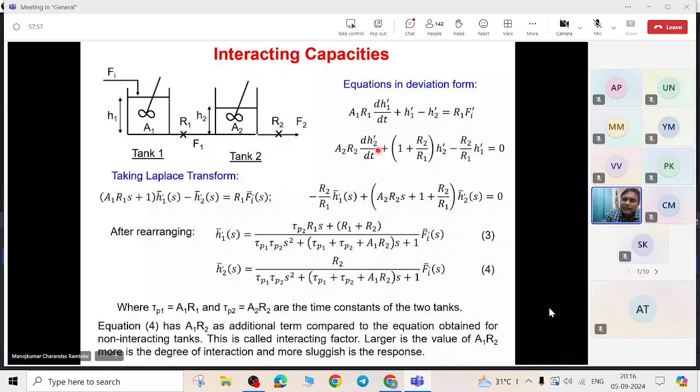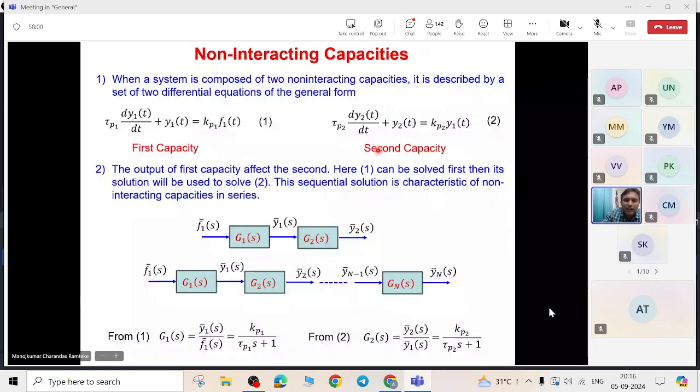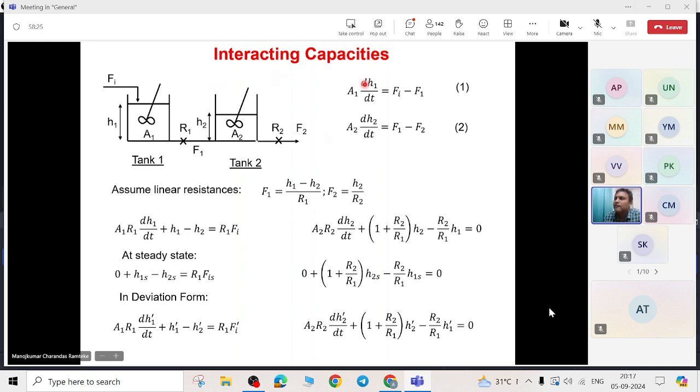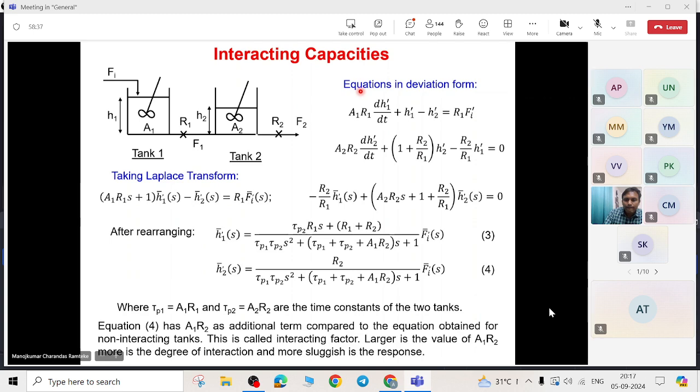Remember, in a non-interacting tank, which we have seen earlier, we can get critically damped. We will not be able to get under damped here, but critically damped is possible when my tau P1 is equal to tau P2. Then I can get critically damped when I have a non-interacting system. But if I have interacting capacities, then even the critically damped option is out of the question. Only the over damped system we are going to get. Is it clear to everyone? Yes.